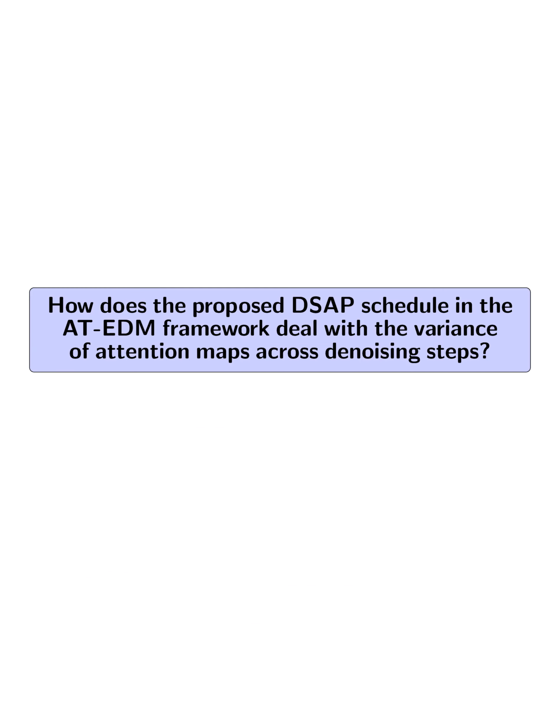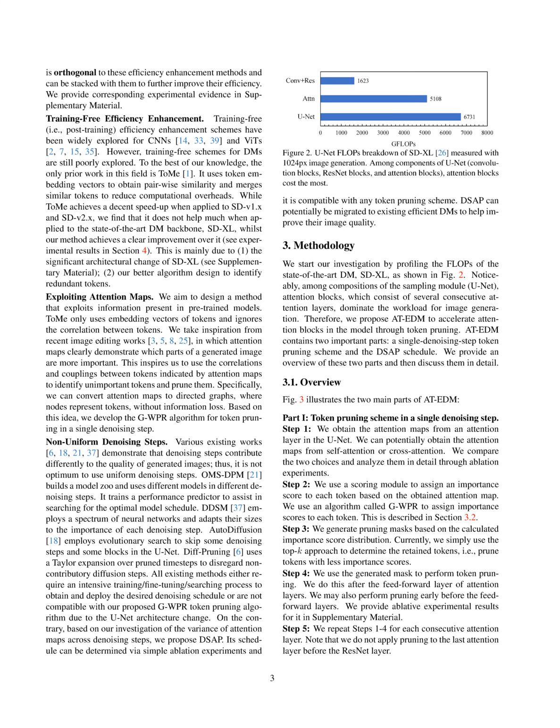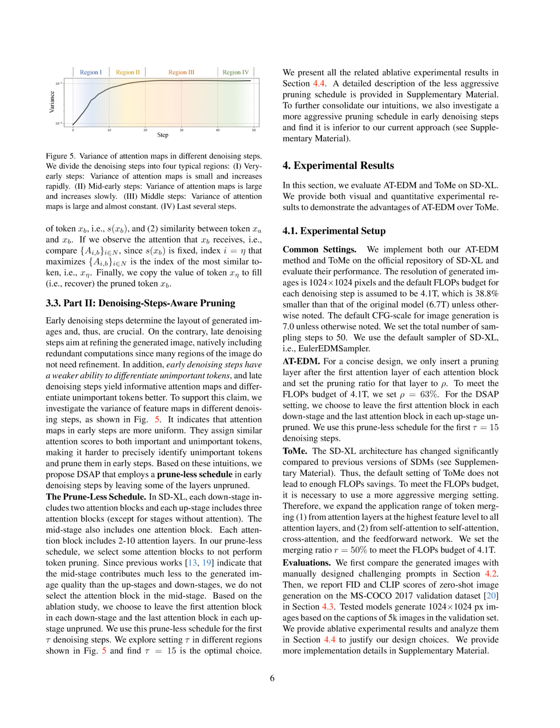How does the proposed DSAP schedule in the AT-EDM framework deal with the variance of attention maps across denoising steps? The proposed DSAP schedule in the AT-EDM framework addresses the variance of attention maps across denoising steps by adjusting the pruning ratios based on the importance of each denoising step. The schedule recognizes that early denoising steps have more chaotic and less informative attention maps with low variance, indicating a weaker ability to differentiate unimportant tokens. In contrast, late denoising steps yield more informative attention maps with higher variance, better distinguishing unimportant tokens.